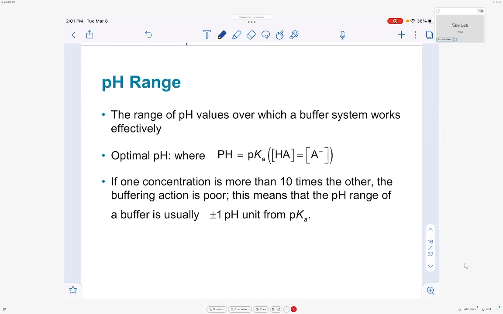So the pH range of any buffer is the pH range over which the buffer acts effectively.